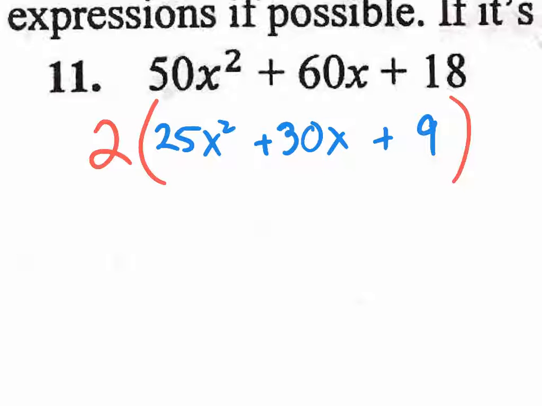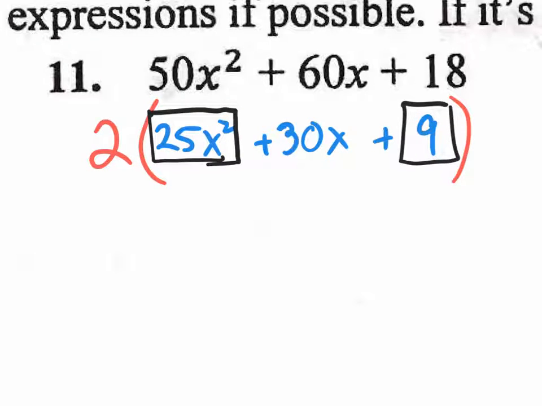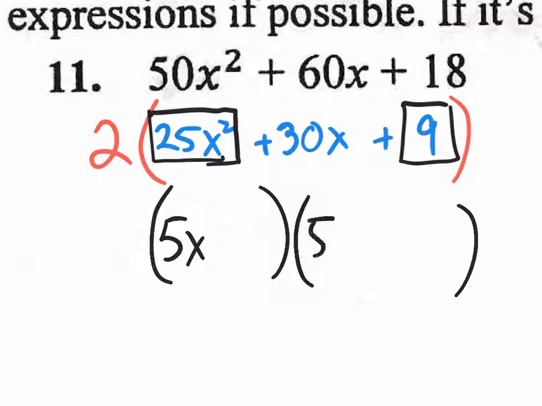Now, on the inside of the parentheses, you're supposed to continue to try to factor, and you should recognize that there's a perfect square term here and a perfect square term there. And thank goodness that there are perfect square terms, because if there were no perfect square terms, then you'd have to multiply A times C and do that long process. But because it's a perfect square term and a perfect square term, you could square root and plug it into your answer format. So the square root of 5x squared is 5x. The square root of 9 is 3.